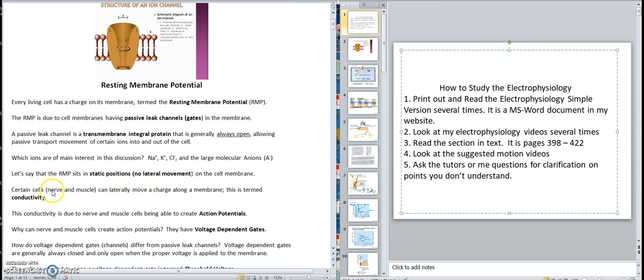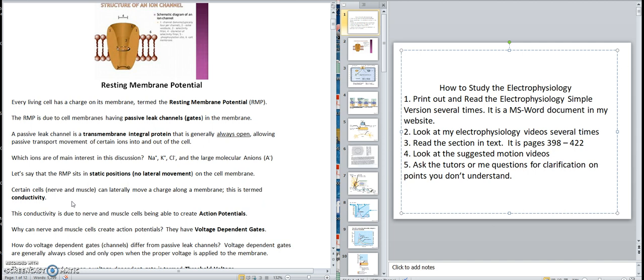Okay? Certain cells, though, nerve and muscle, can laterally move the charge along the membrane. I mean, truly laterally. Propel it, we can say. This is termed conductivity. Okay? Conductivity is just like you would do with electricity moving along a wire.